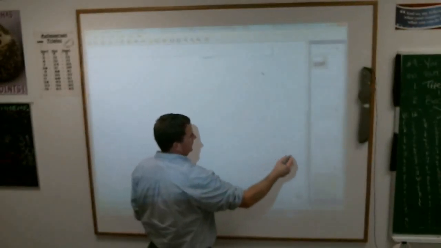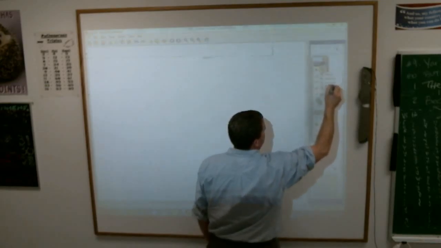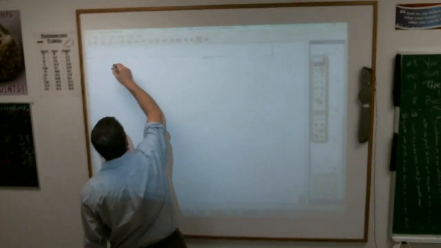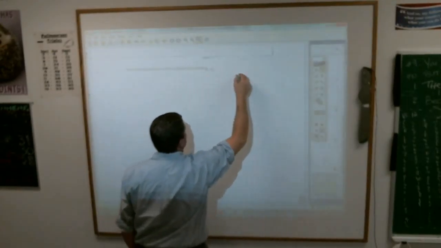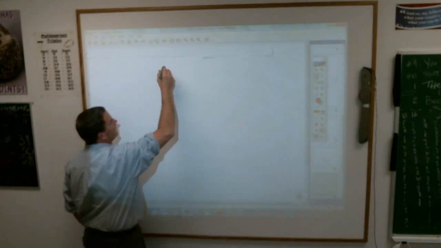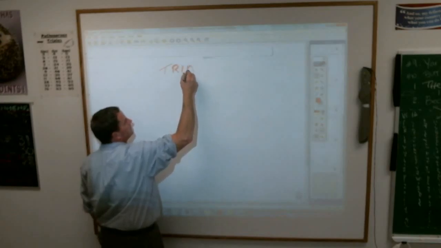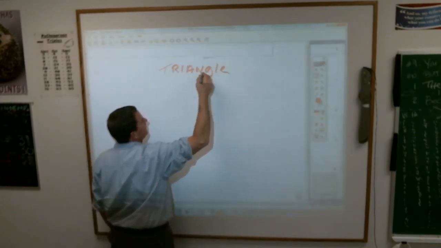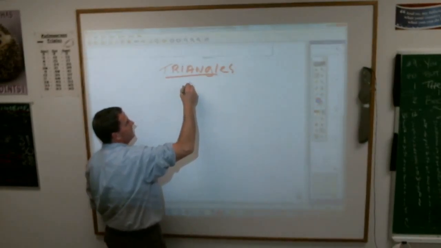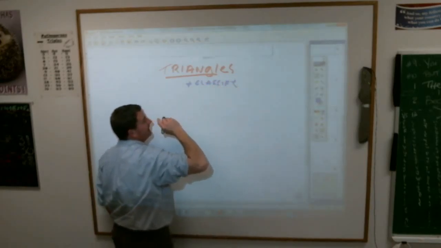And this would go under triangles in your notes. Okay, make sure you take kind of careful notes on this. Triangles. And we are going to, the book calls this classifying them. And that just means we're going to name them.